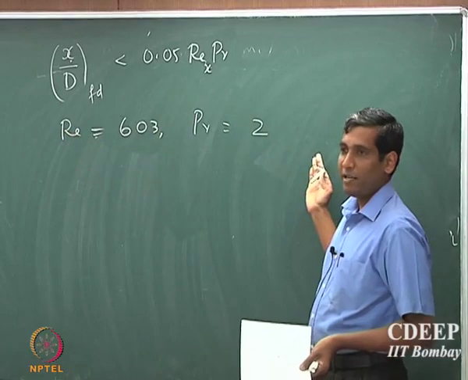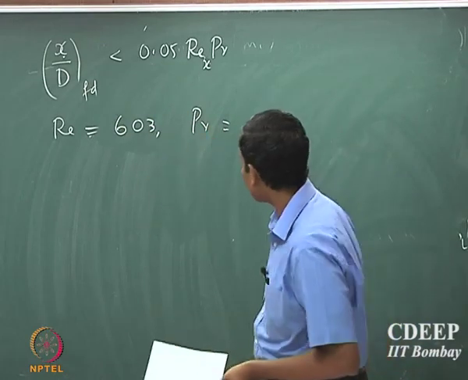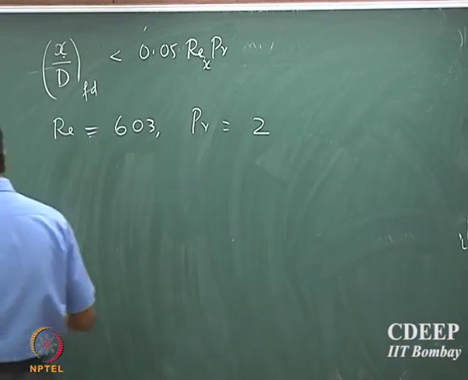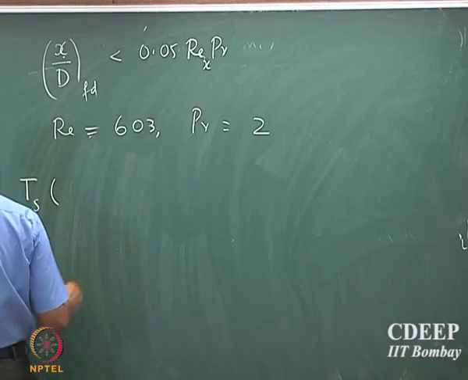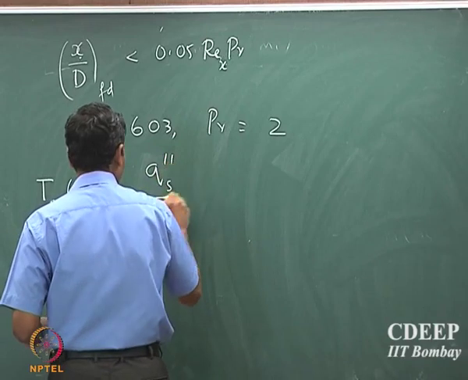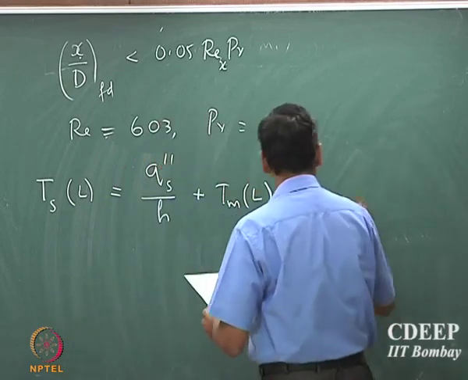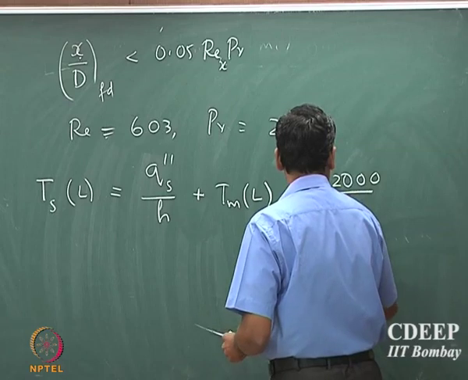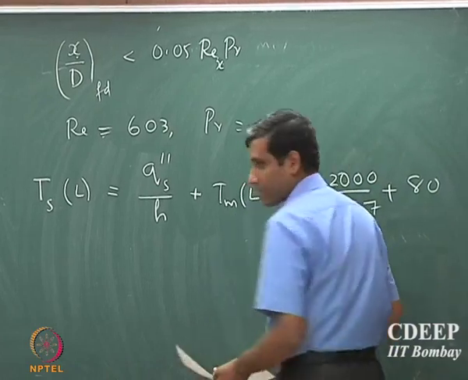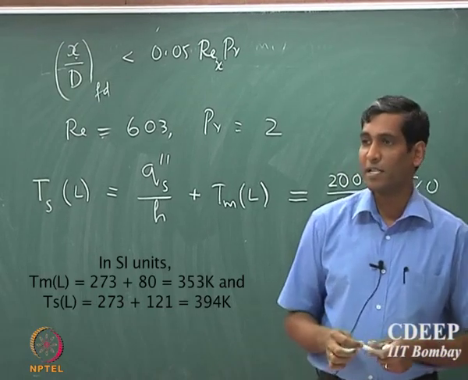So when this condition is satisfied, in fact that was one of the things we discussed when we started the discussion on convection and internal flows, then you can assume that it's a fully developed system, and therefore Ts at L is given by Qs double prime divided by H plus Tm at L. So that's 2000 divided by 48.7 plus 80, which is about 121 degrees C. So that's the temperature of the surface at x equal to L.